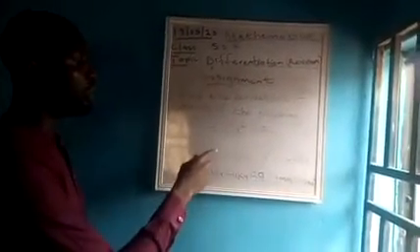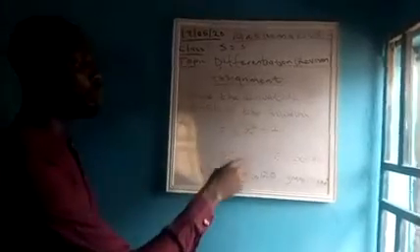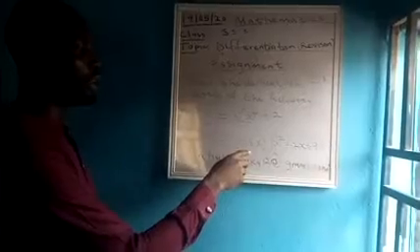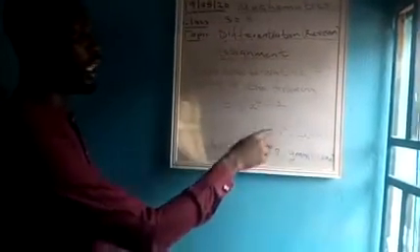Okay, assignment. Find the derivative of each of the following. Number 1, y is equal to the square root of x raised to the power 4 plus 2. Number 2, y is equal to open bracket 2x, 2 plus x, close bracket, x raised to the power 2 plus 2x plus 7.